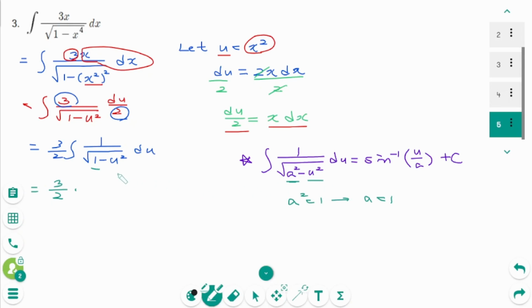U squared is u squared. So arcsine of u over a, which is 1, plus c, equals 3 over 2 arcsine of u, which is x squared, plus c.